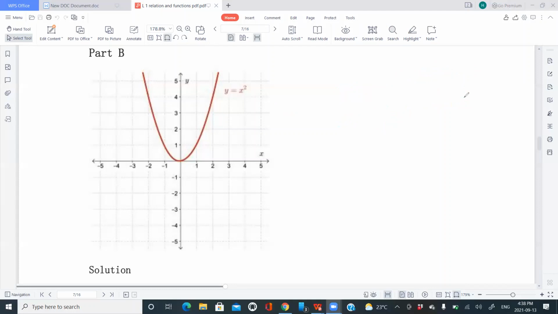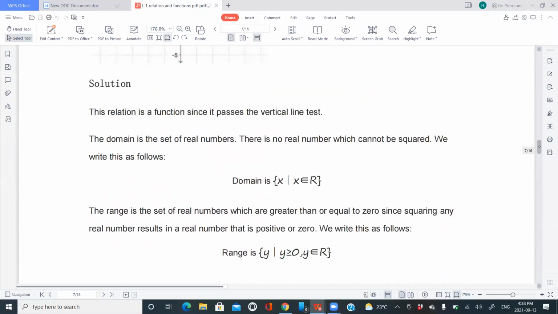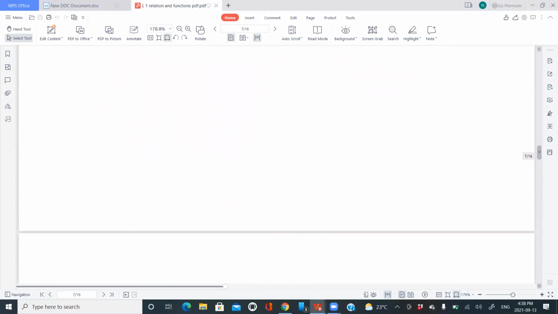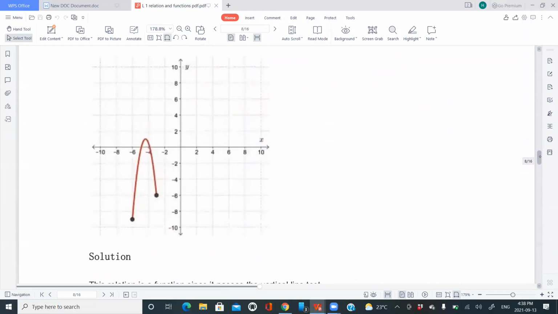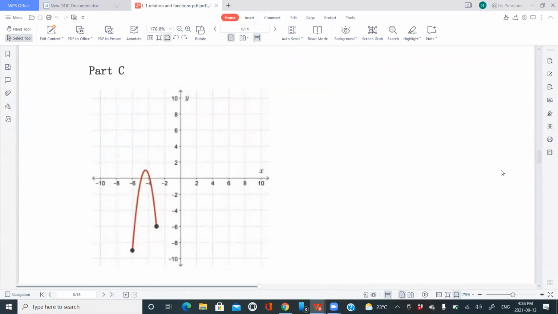Let's move further. This explanation is here. You can read it afterwards if you want. So this C part again. What is the domain here? Tell me first, is this a function? Yes, it is a function.